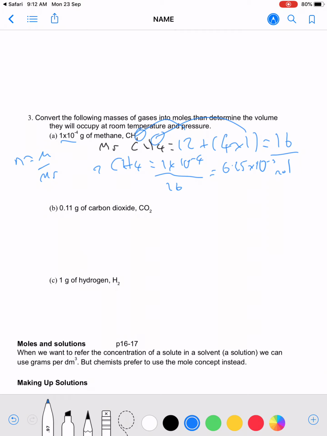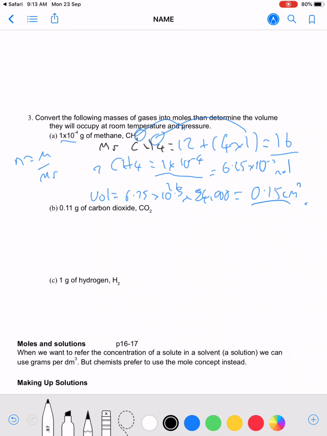So now I have moles, the volume will equal the moles times 24, as we have been doing previously. So it's 6.25 times 10 to the minus 3 times 24,000. Same as the one above, it's a small number, so use the cm cubed, which equals 0.15 cm cubed of methane.